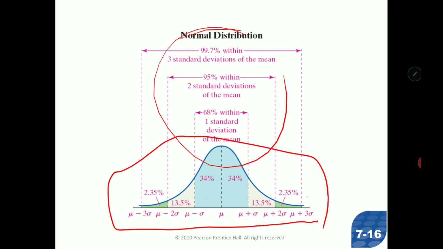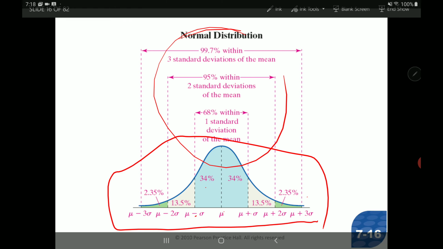So this area between mu and mu minus sigma is 34% of the whole thing. So if the whole thing adds up to 1, that's 0.34. From mu to mu plus sigma, same thing. This is 0.34 of the area. Now, what's missing here is what's beyond 3 standard deviations.